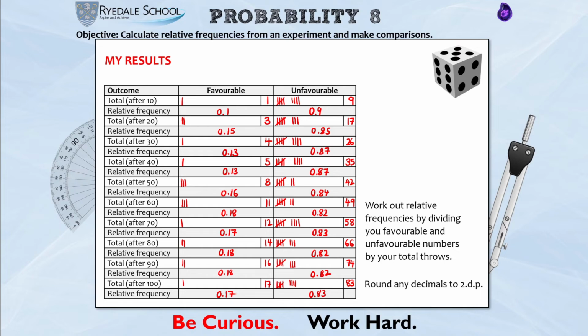So, going back to my results, I can see if I'm going to try and plot my favourable outcomes that I had a relative frequency after 10 throws of 0.1. So I'm going to plot 10 and 0.1.